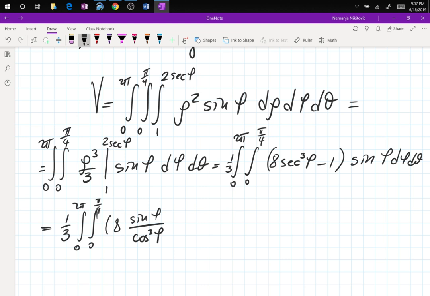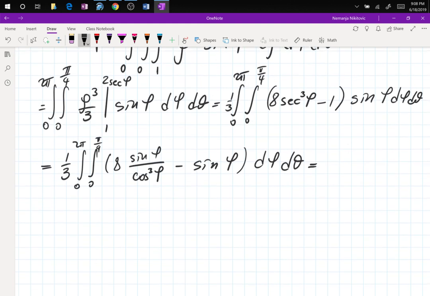I have to switch this from secant because there is no integration pair secant sine. There is integration secant tangent, there is cosecant cotangent, and then there is sine and cosine. You cannot integrate secant sine. Minus sine phi d phi d theta.